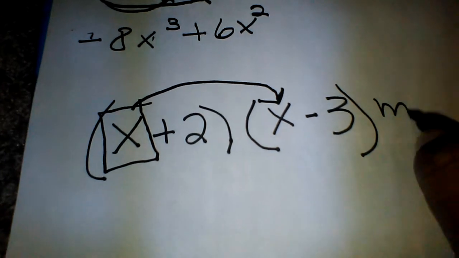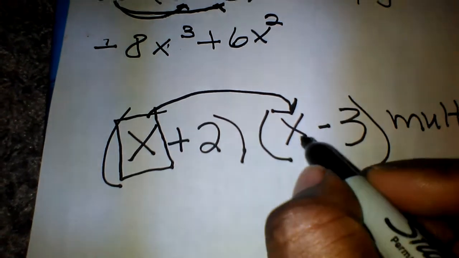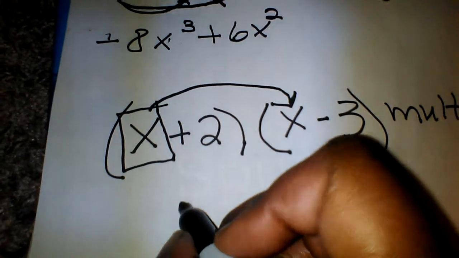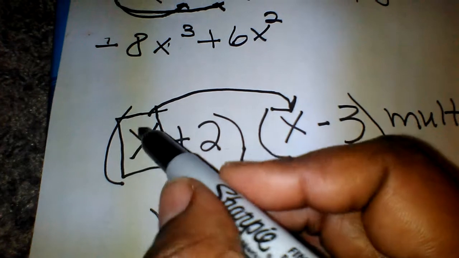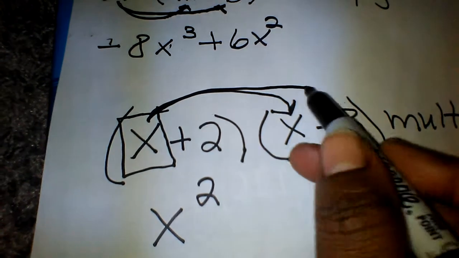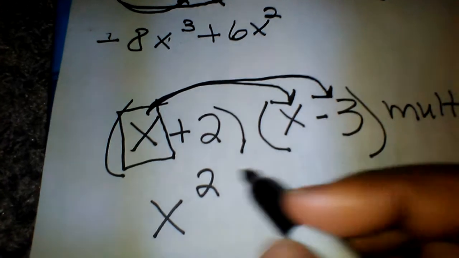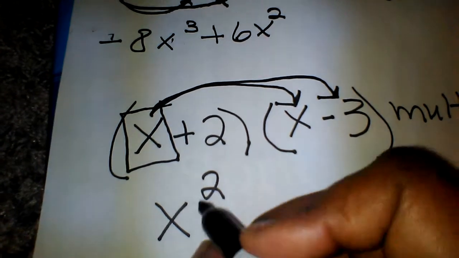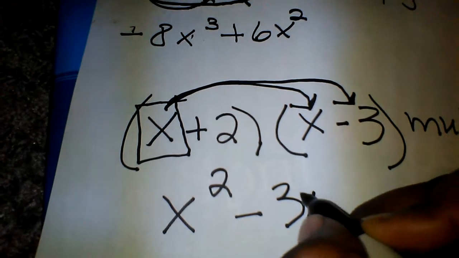So again, I'm going to start this problem off by multiplying. So x times x is going to give me x squared because there are two x's. Then I'm going to take the same x and multiply it by negative 3. And again, it's negative 3 because that sign in front is negative. So x times negative 3 would give me a negative 3x.